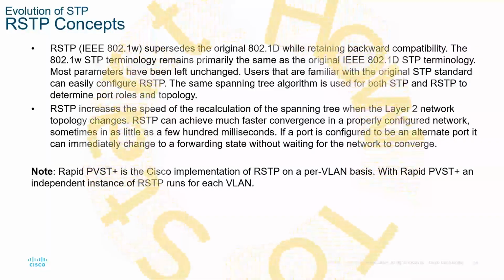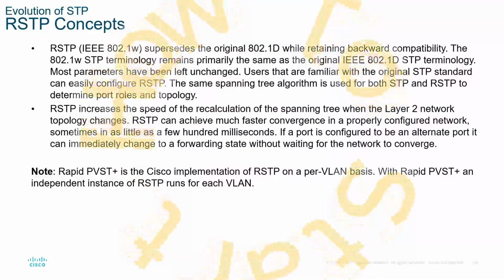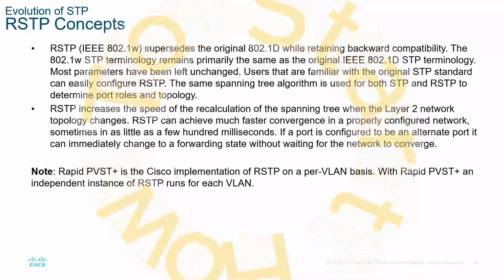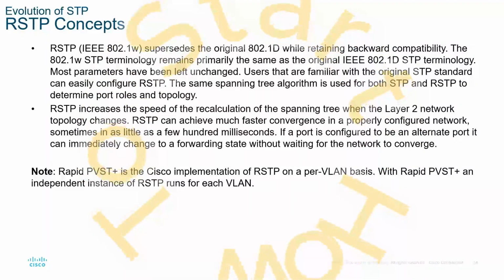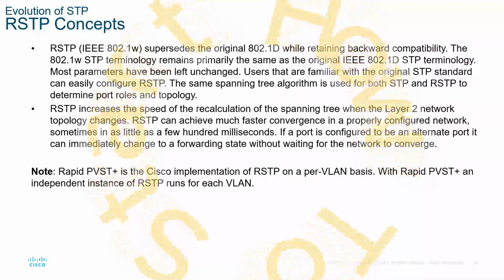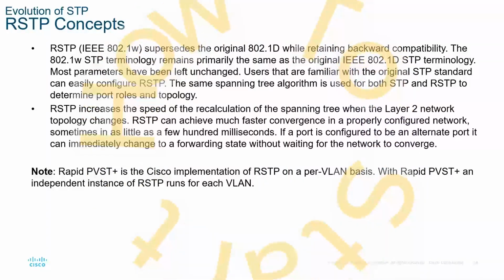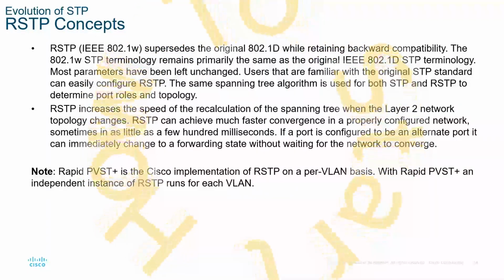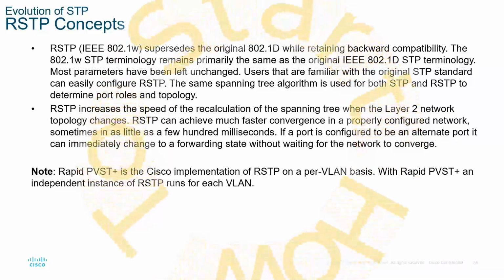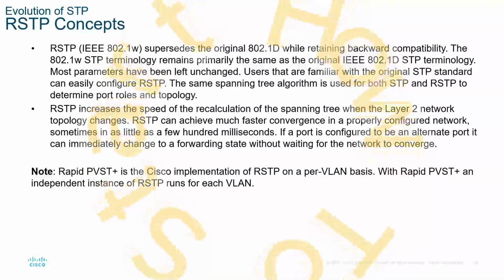So we actually have what's called Rapid PVST. This is the Cisco implementation of RSTP on a per VLAN basis. Basically, it's RPVST plus, and it's an independent instance of RSTP. And the important part here is, for RSTP, it has to be run on a per VLAN basis. All of this is not really capable of being run in Packet Tracer. STP does not work very well in Packet Tracer.